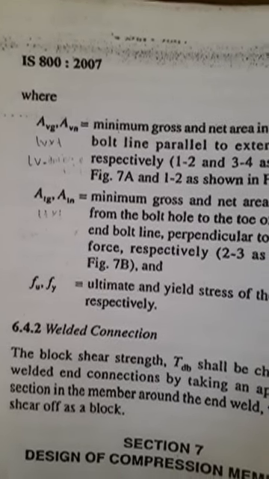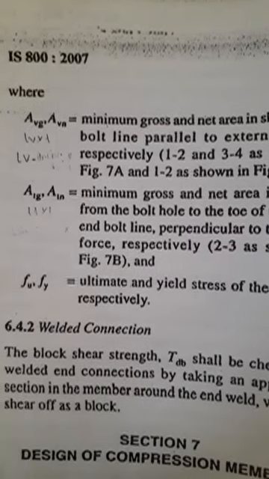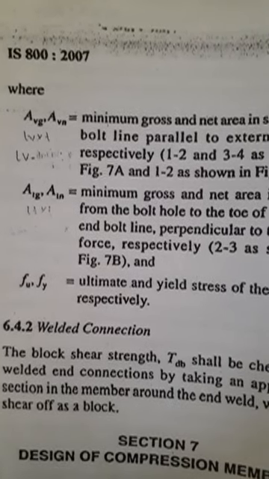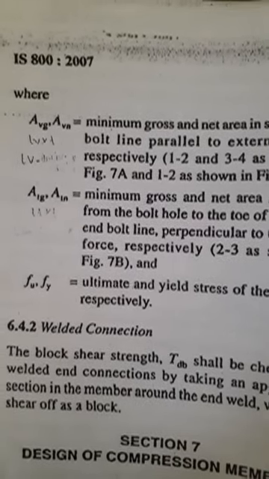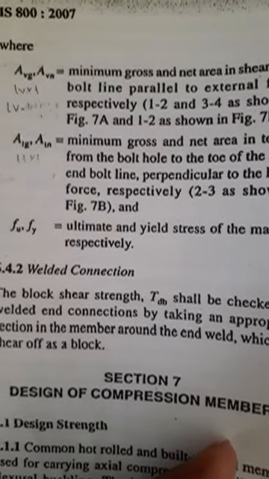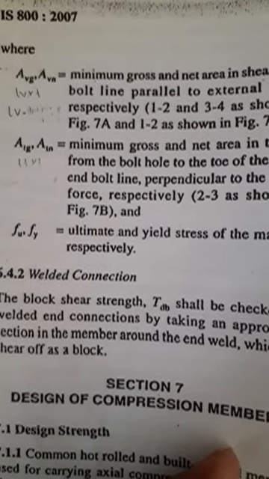So always shear length is measured parallel to load, tension length is measured perpendicular to load, and Fu is ultimate stress, Fy is yield stress of the steel. Now let us try to derive equations for each of the terms. First, AVG.